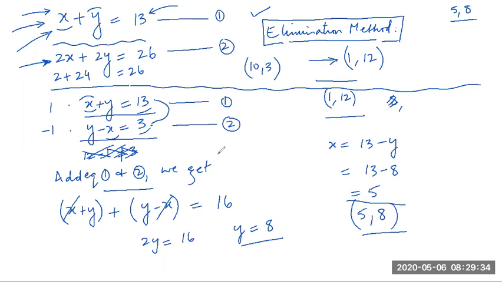Shall we check? 5 plus 8 is equal to 13. And here y minus x: please check it again. Is it right? Yes. Don't put the value of y as 5; it's 8 minus 5, which is 3. So this is how you do the elimination method.